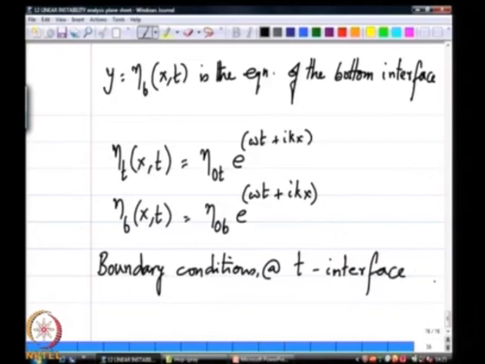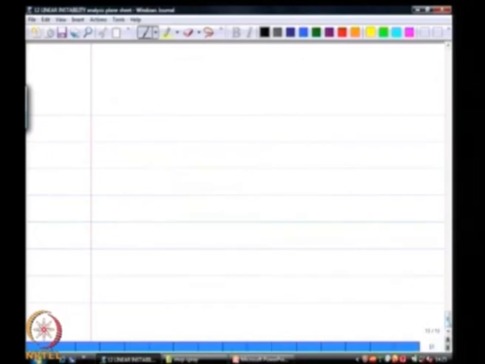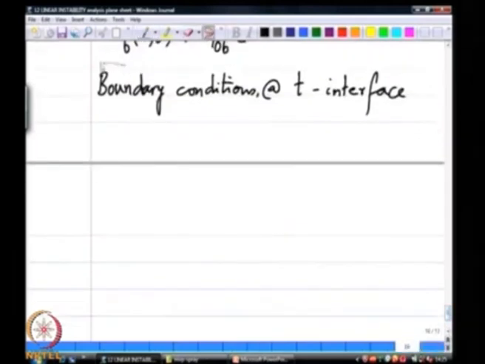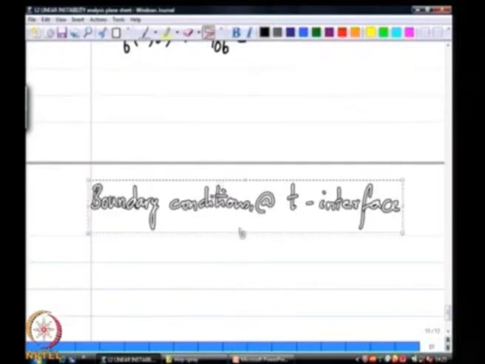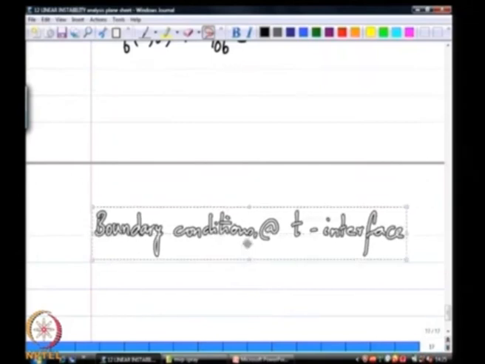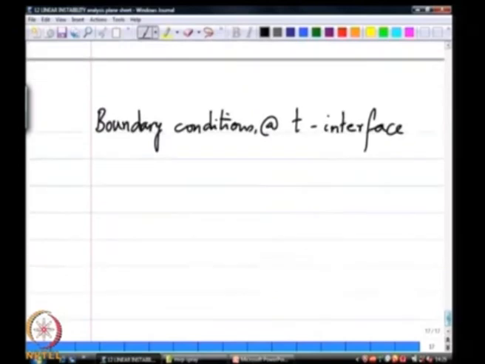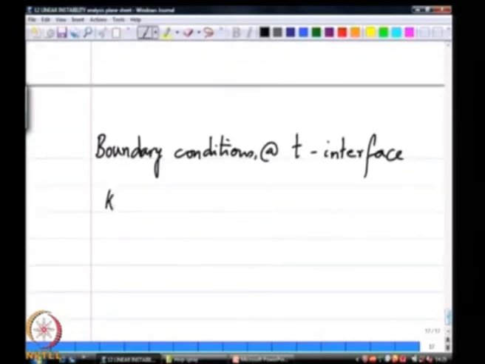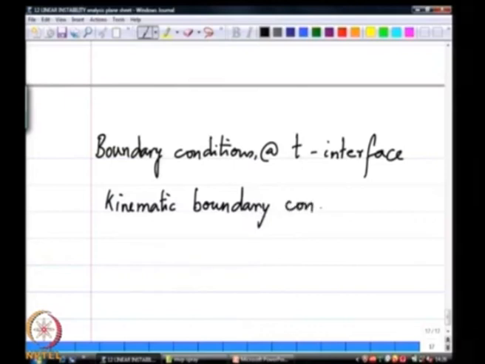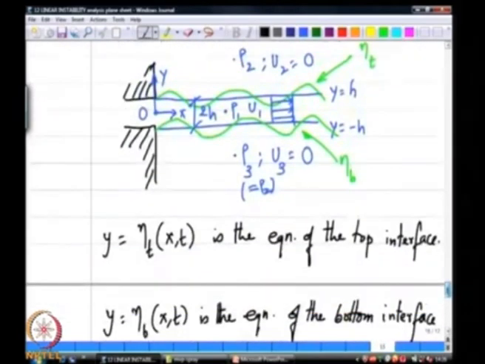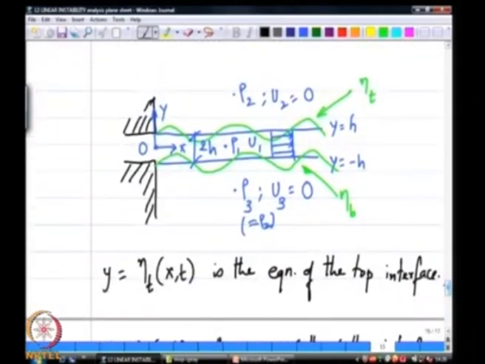The boundary conditions at the top interface. The first one, like we have always written, is the kinematic boundary condition. I will write it from the direction of fluid 2 and from the direction of fluid 1.